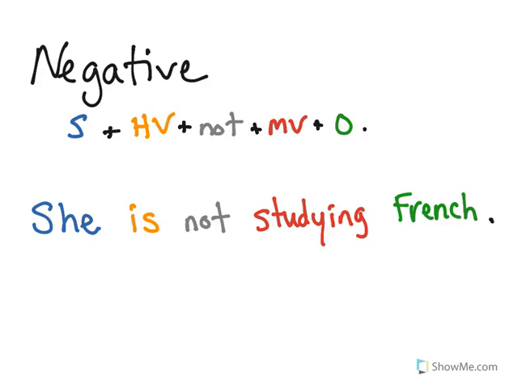Something to keep in mind with present progressive is that I can use contractions, so I can say she isn't, or if I have are not, I could use the contraction aren't to make that negative.